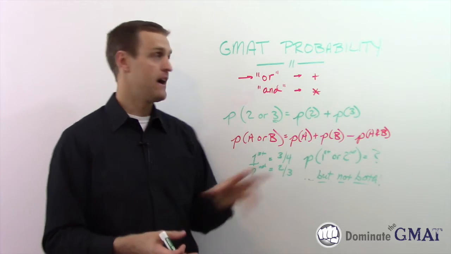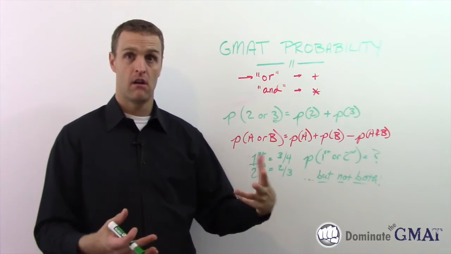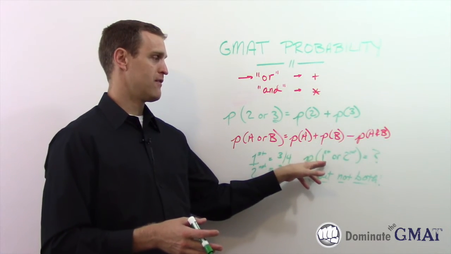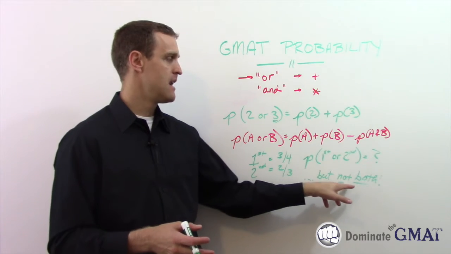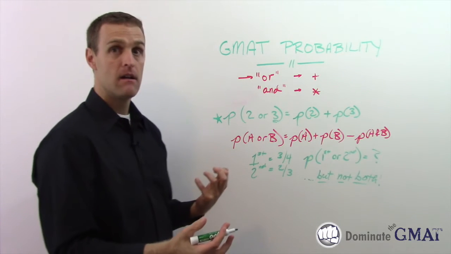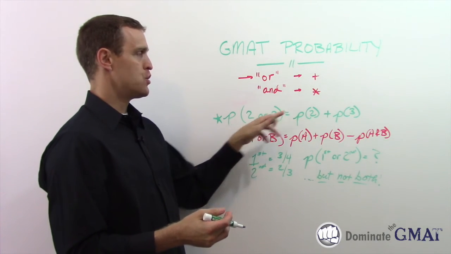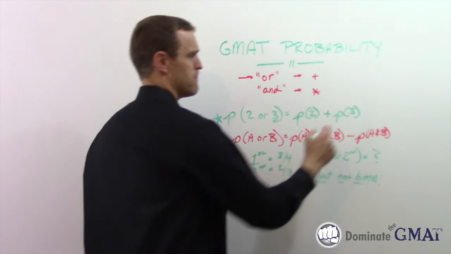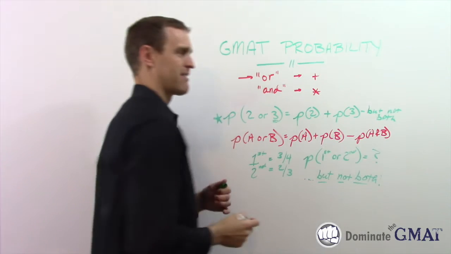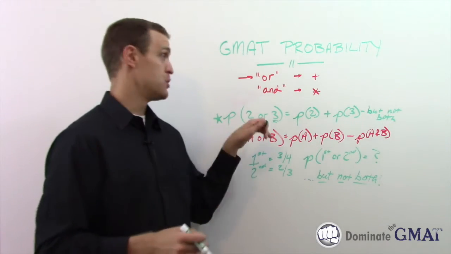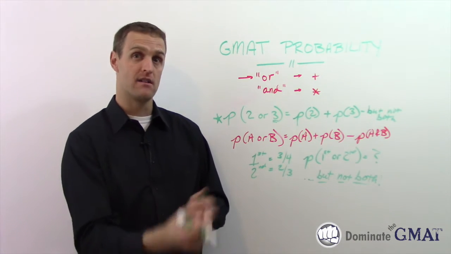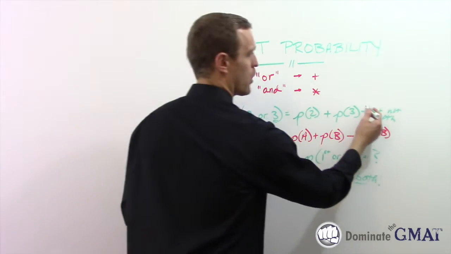Inherent in an or question on probability on the GMAT is this understanding that we want the probability of one or the other, A or B, but not both. So in this question up here, the rolling of a die, we want to know the probability of getting a 2 or a 3, but not both. So we would subtract that out. But here's the thing, it's impossible to get a 2 and a 3 at the same time. You can't land on both at the same time.